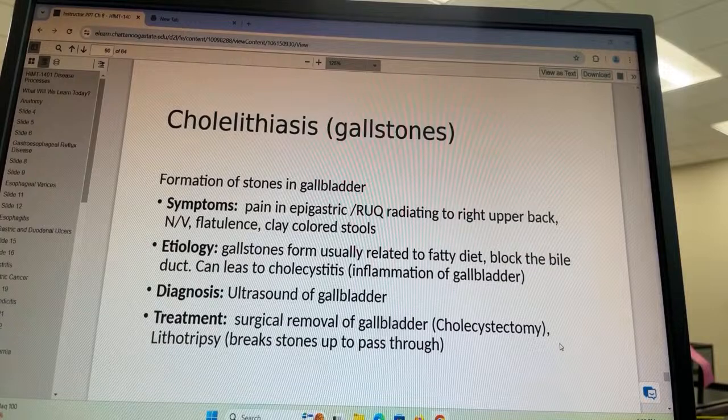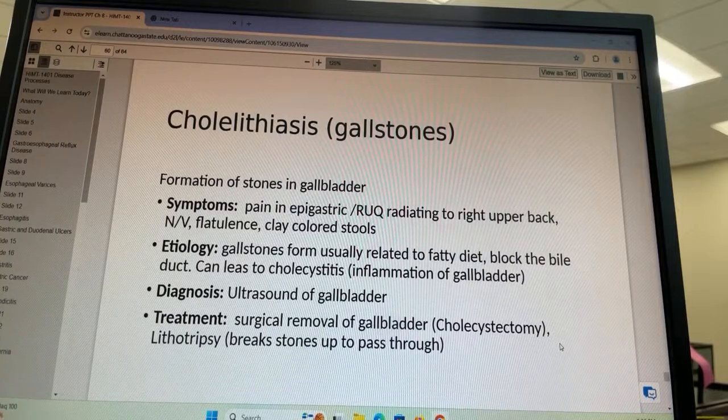Pain is going to be in the epigastric region or right upper quadrant, because that is where the gallbladder is. If you remember, you can go back and look at the picture. It was right under the liver, and the liver was on that side. Clay-colored stools, again, is another one. The clay-colored stools are common with hepatitis and this one. So that's kind of a giveaway.